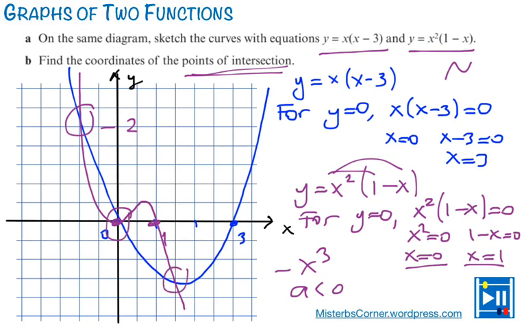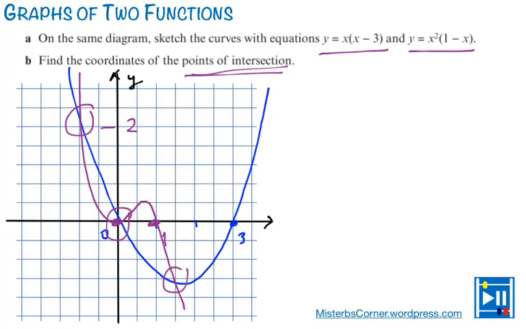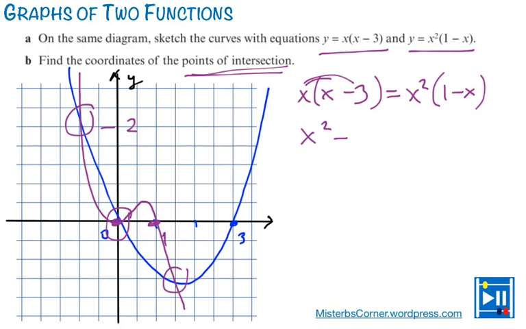So as for finding those coordinates, it's no big deal. I'm going to go like x times (x minus 3), the quadratic, is equal to x squared times (1 minus x). Generally, this is not being asked, okay? But it's no big deal. I'll just expand the bracket, so it's going to be x squared minus 3x equals x squared minus x cubed.